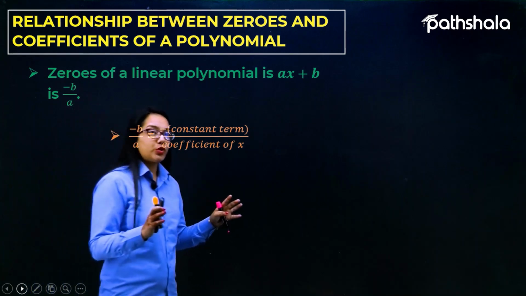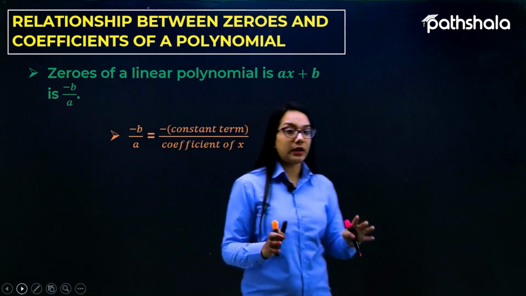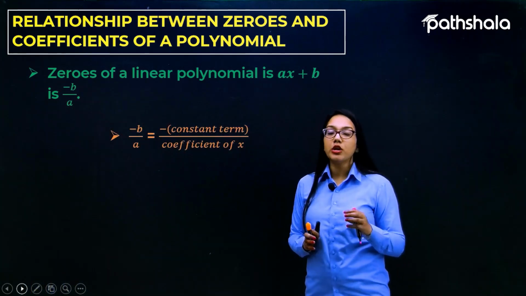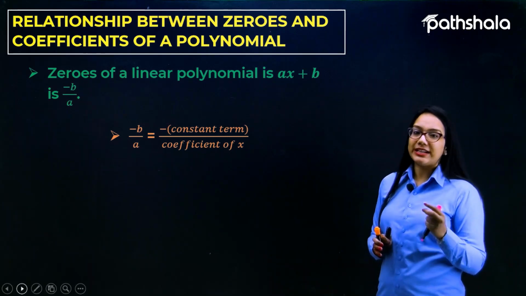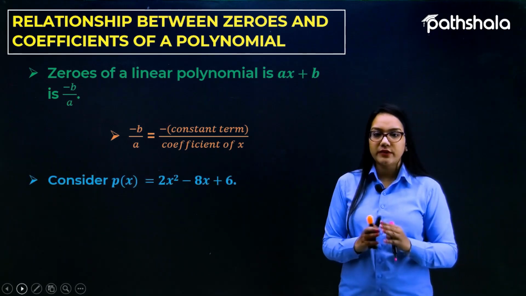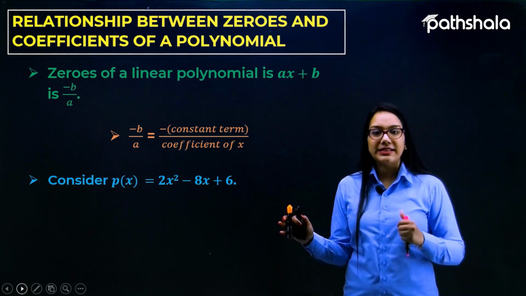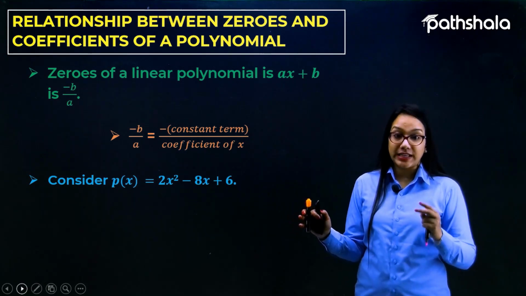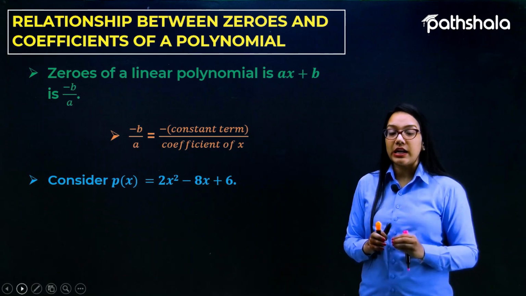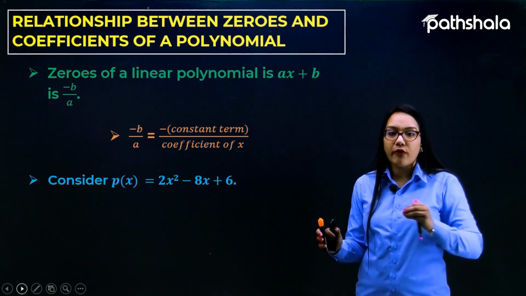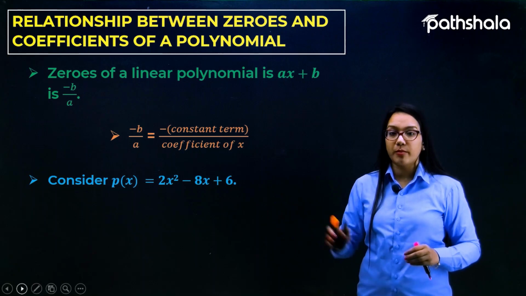Now let us suppose we are talking about the quadratic polynomial. So consider any quadratic polynomial. Let us suppose we are considering p of x is equal to 2x square minus 8x plus 6. Now let's see the relationship between the zeros and the coefficients of the quadratic polynomial.